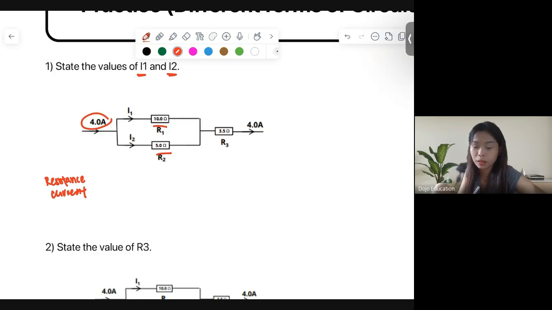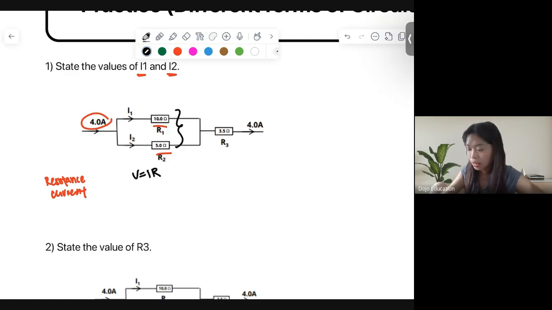Yeah, I'm finding I1. Then what do I do? So what formula can I use in this case? V equals IR, because I have resistance, I have current, and I can find potential difference because I have current and resistance. Okay. So in this case, first of all, I find what is my total resistance first.